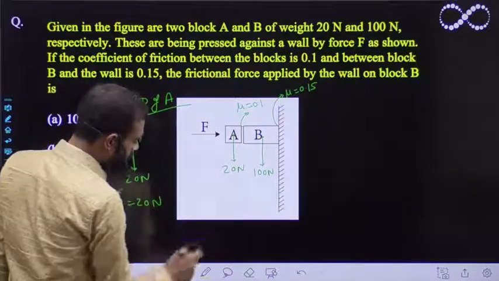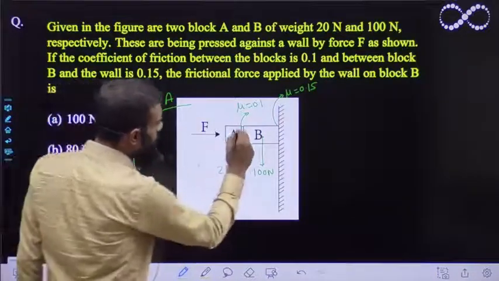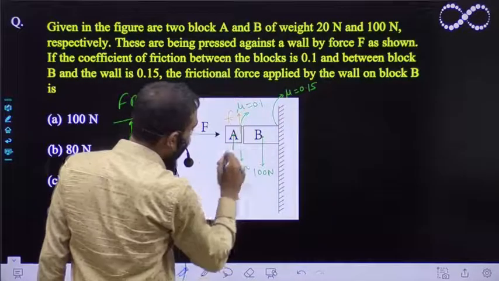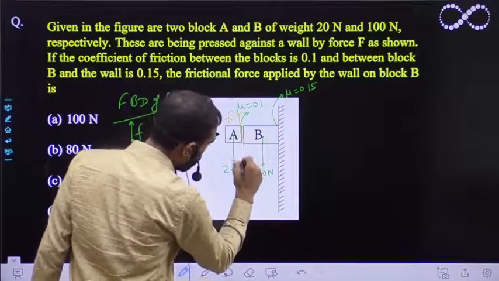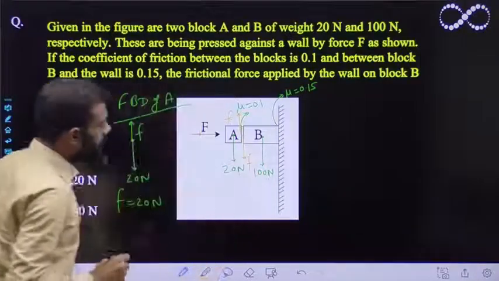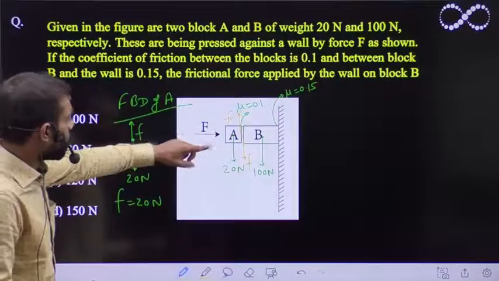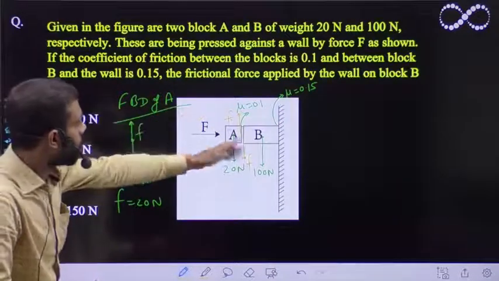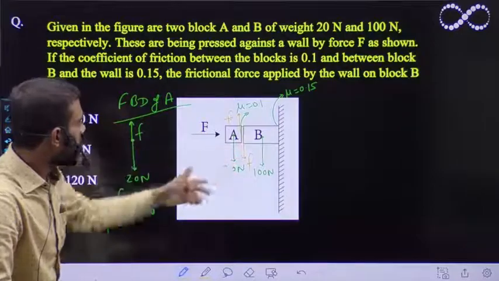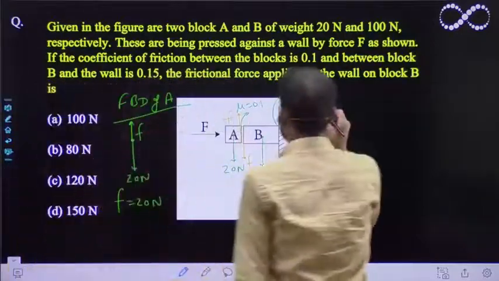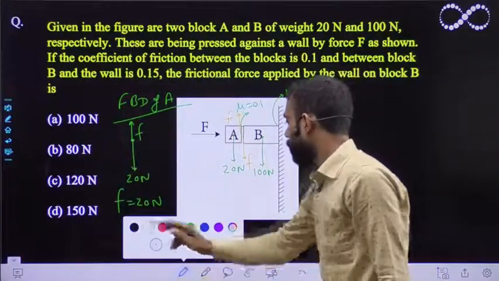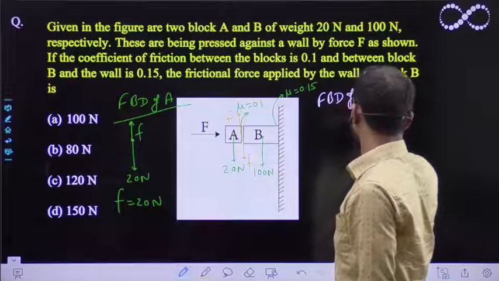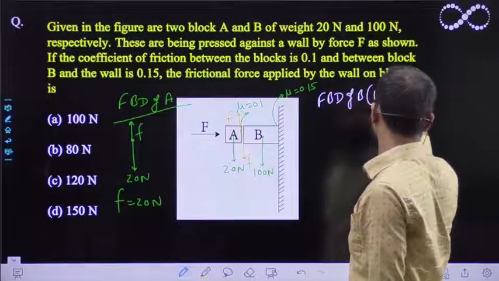Obviously, in this figure on block A the friction will act in the upward direction, and by Newton's third law on block B the friction will act in the downward direction. Now, because it is asking for the frictional force applied by the wall on block B, for B I will write the FBD, only in the vertical direction.